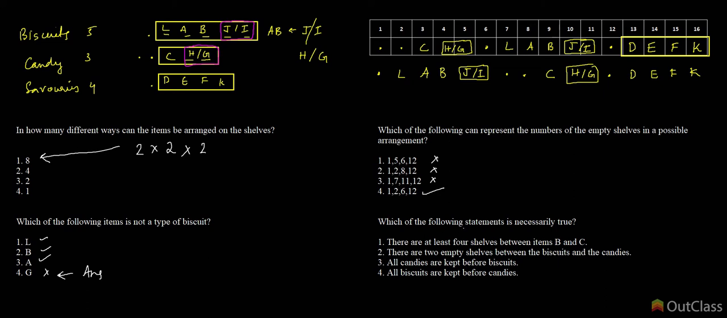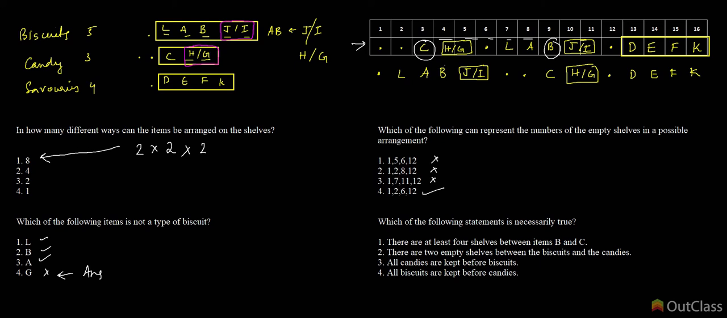Last question, which of the following statements is necessarily true? There are at least 4 shelves between B and C. We have to look at this for all the possible cases. For it to be necessarily true, it has to be true for all 8 arrangements. So we'll be trying to disprove the wrong ones. Now option 1 says there are at least 4 shelves between B and C. In the above, C is at 3 and B is at 9. So there are at least 1, 2, 3, 4. There are 5 between C and B in the upper arrangement.